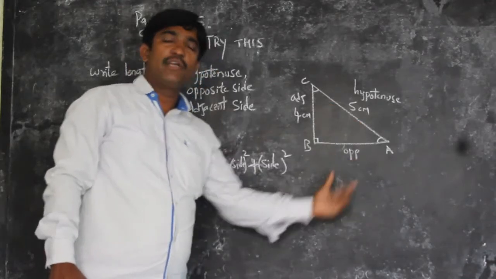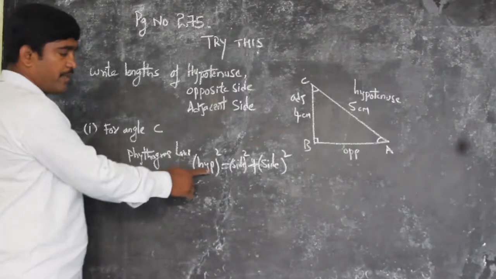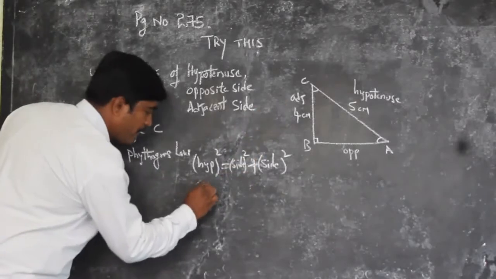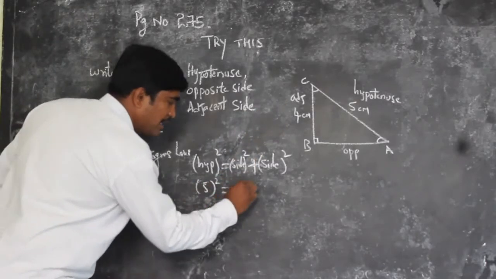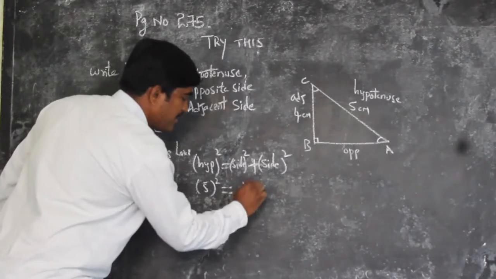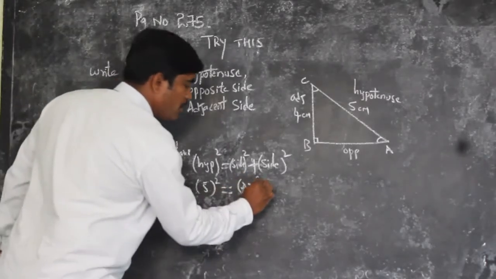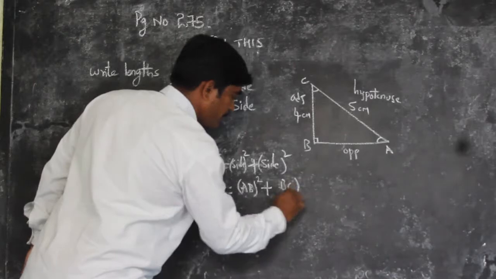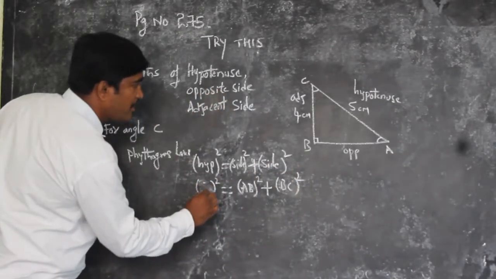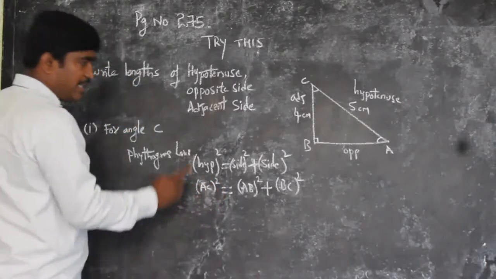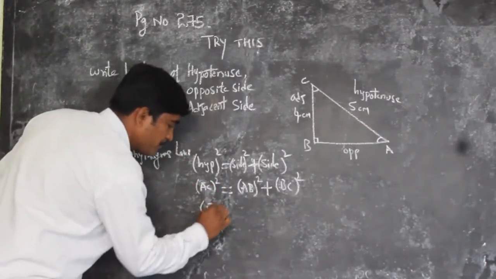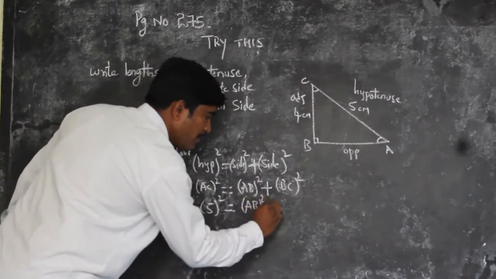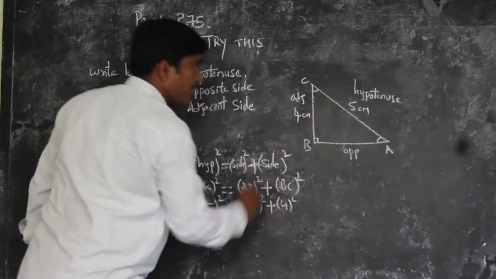Now we will find this by using the Pythagoras law. Hypotenuse square is equal to side square plus side square. The hypotenuse value is 5. I take one side as AB, which is unknown, plus the second side BC. Here the hypotenuse is AC. The lengths are given, so 5 square is equal to AB square plus BC square, that is 4 square.